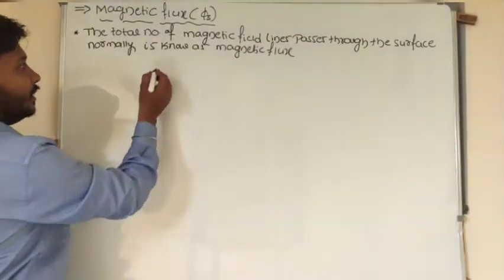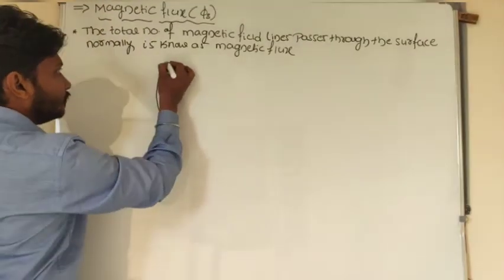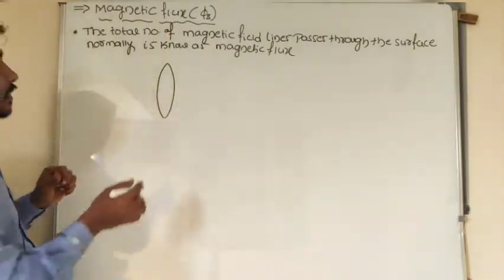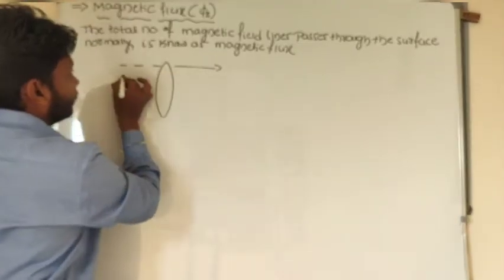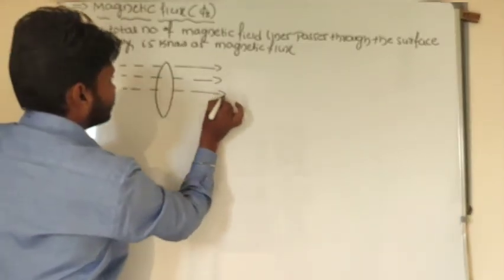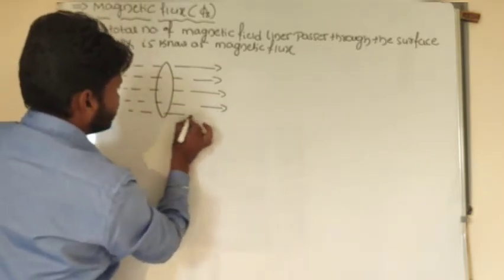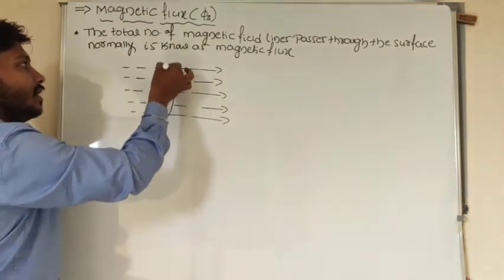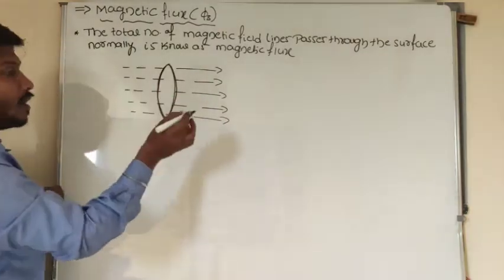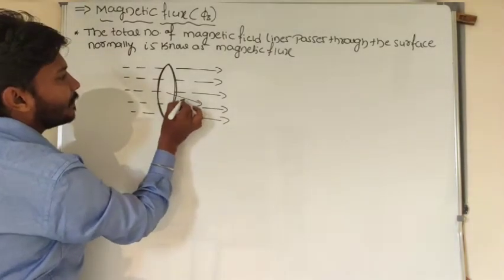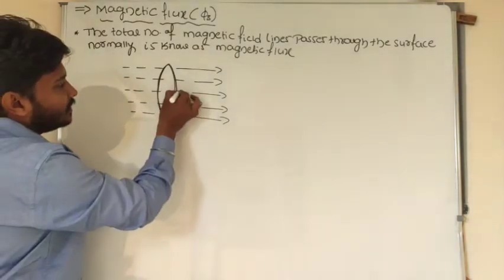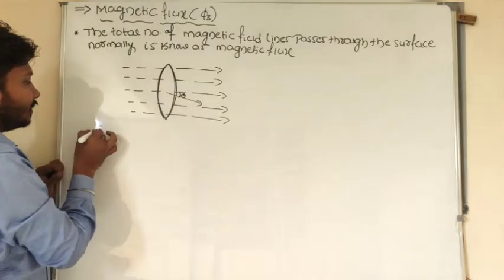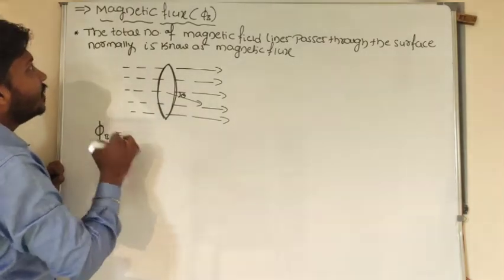For example, treat this as one object. From this, the magnetic field lines are crossing here. These are all magnetic field lines, right? For this surface, I will draw one normal line here. Normal line means perpendicular line. So this is the angle between the normal line and the magnetic field lines. So I will give the mathematical expression for this magnetic flux.